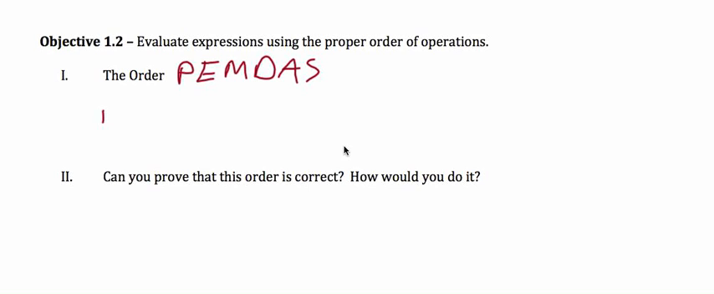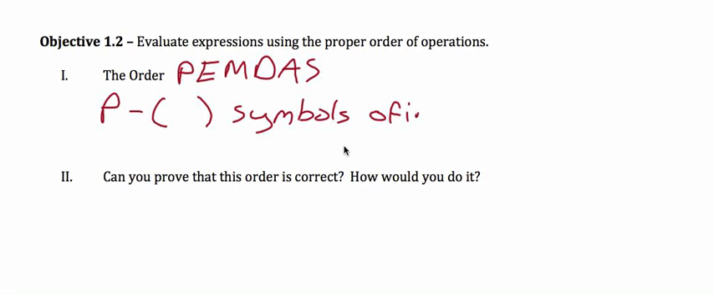Well, the P stands for parentheses, but it also stands for any other symbols of inclusion. Okay, so that's really massively important. Because what are some other symbols of inclusion? Well, those could be brackets, absolute values we're going to work with later on in this class. So, you're going to want to be familiar with those. It also means the fraction bar. The fraction bar is a symbol of inclusion.